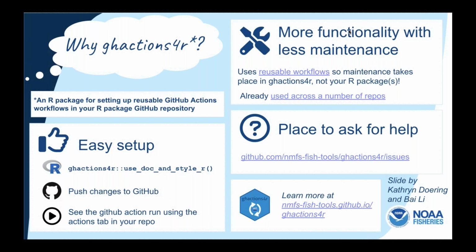So the first reason is GitHub Actions for R can provide more functionality with less maintenance. GitHub Actions for R uses what are called reusable workflows. So maintenance of the GitHub Actions takes place within the GitHub Actions for R package rather than in your own package. And so this also reduces the number of repeated lines of code by storing a workflow in a central location, which is within this GitHub Actions for R package. And already we're using it across a number of repositories.